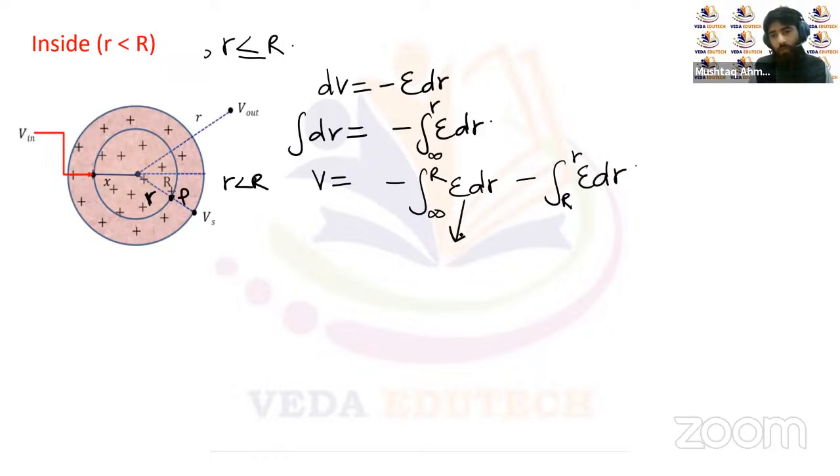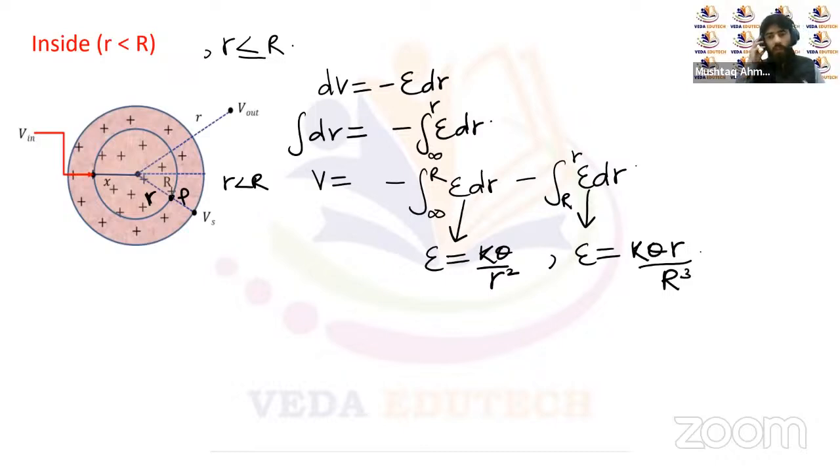So between the limits infinity to capital R, the point is on the surface of the sphere, and the electrostatic field has to be equal to KQ over R square. But for inside points, the electrostatic field is different. That's equal to KQ small r upon R cube. So this is the electrostatic field for the inside region, and this is the electrostatic field for the outside region. Now let's plug in these values of the electrostatic field in this equation to calculate the potential in the inside region.